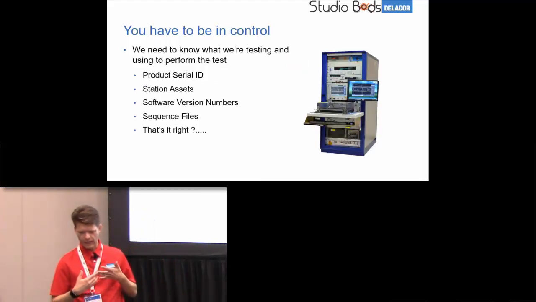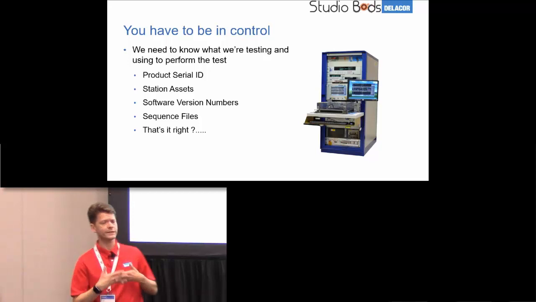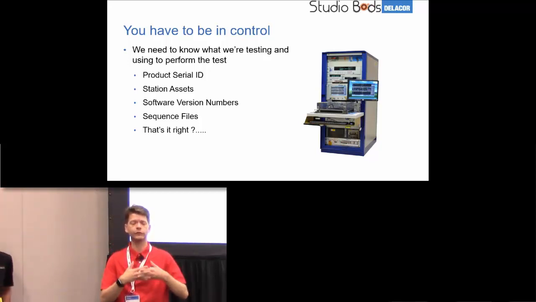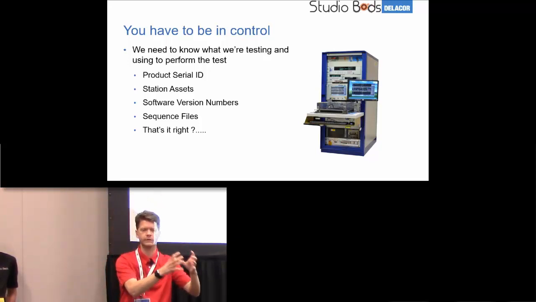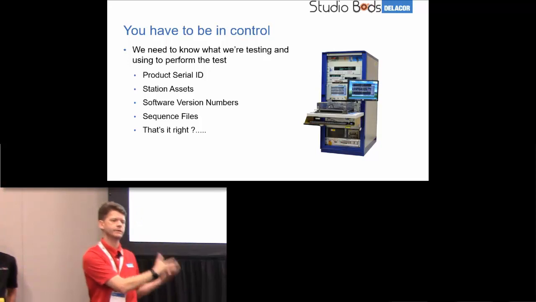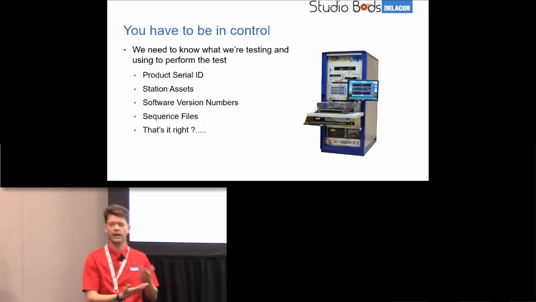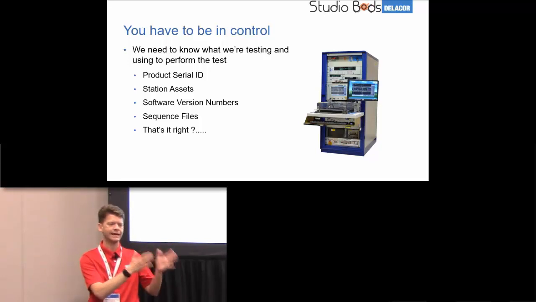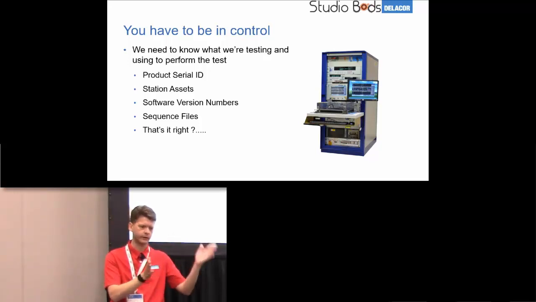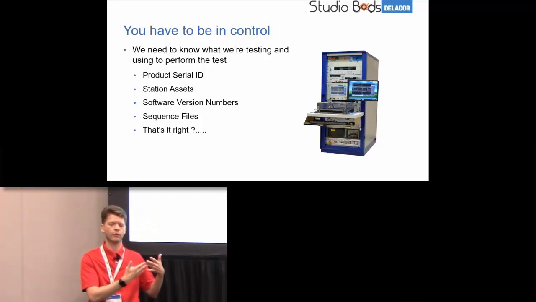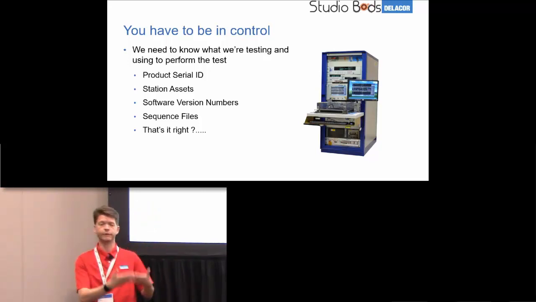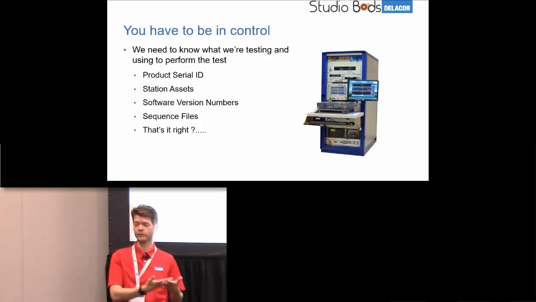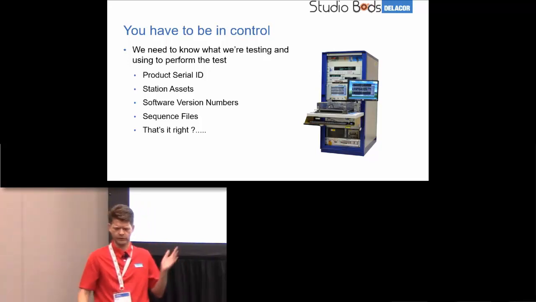So we also need to know what we're testing and how and what we're using to test it. So we care about things like the product serial ID. We want to know what it is that we're actually testing. We want to know about the test station that we're using to perform that test and the assets within that test station, individual box or PCI card based instrumentation that we're using to perform a measurement. We need to be able to track that. We need to be able to track the software that we're using to perform that test. Version numbers, both test and users, sequence file versions. That's it, right? Surely that's all we need to know.